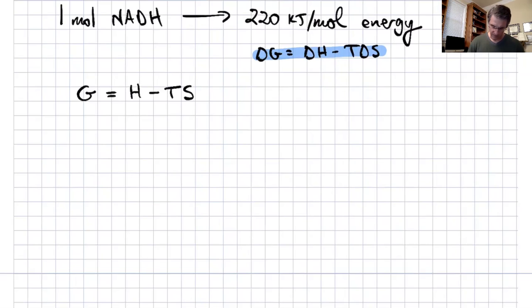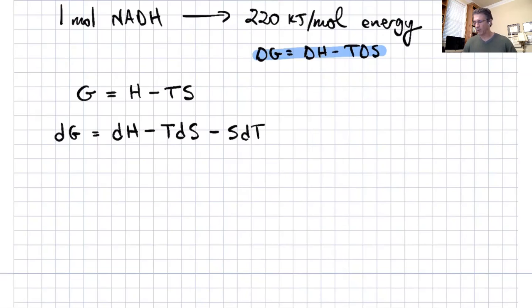If we differentiate the Gibbs equation, it would look something like this. The differential change in the free energy is equal to the differential change in the enthalpy, minus, and I have to apply the product rule here, temperature times the differential change in the entropy, minus the entropy times the differential change in the temperature. You all kind of remember that.